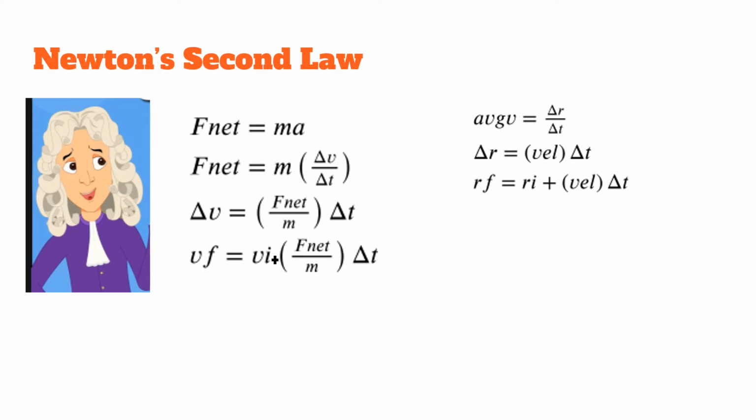Okay, now let us go over Newton's second law. As you can see, F net equals mass times acceleration, and this dwindles down to velocity final equals velocity initial plus F net over m times delta t. This is the first important equation. Let us go over average velocity equals delta r over delta t. This then goes into final position equals initial position plus velocity times delta t.